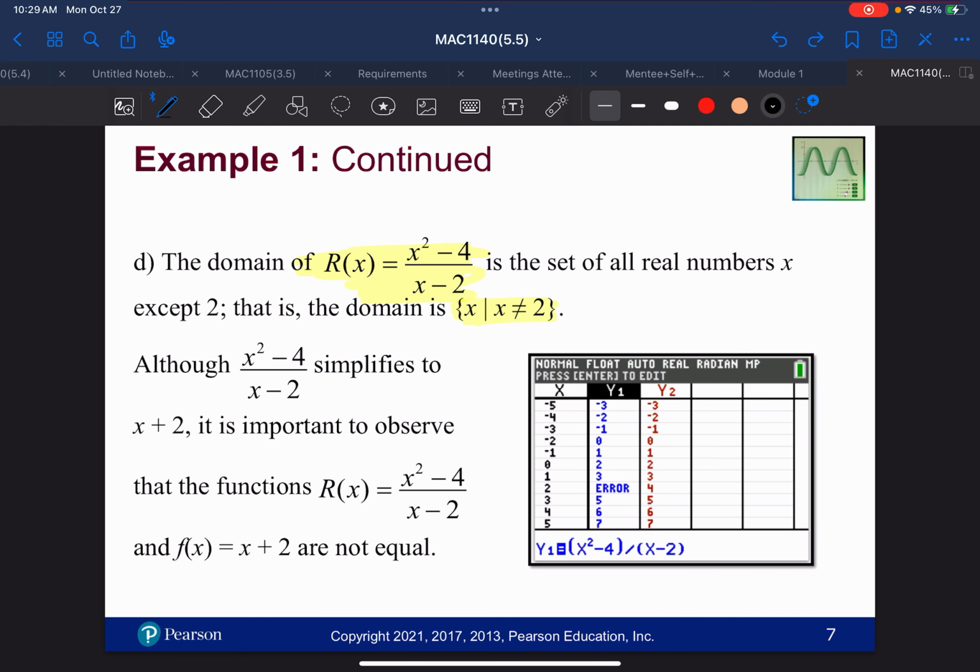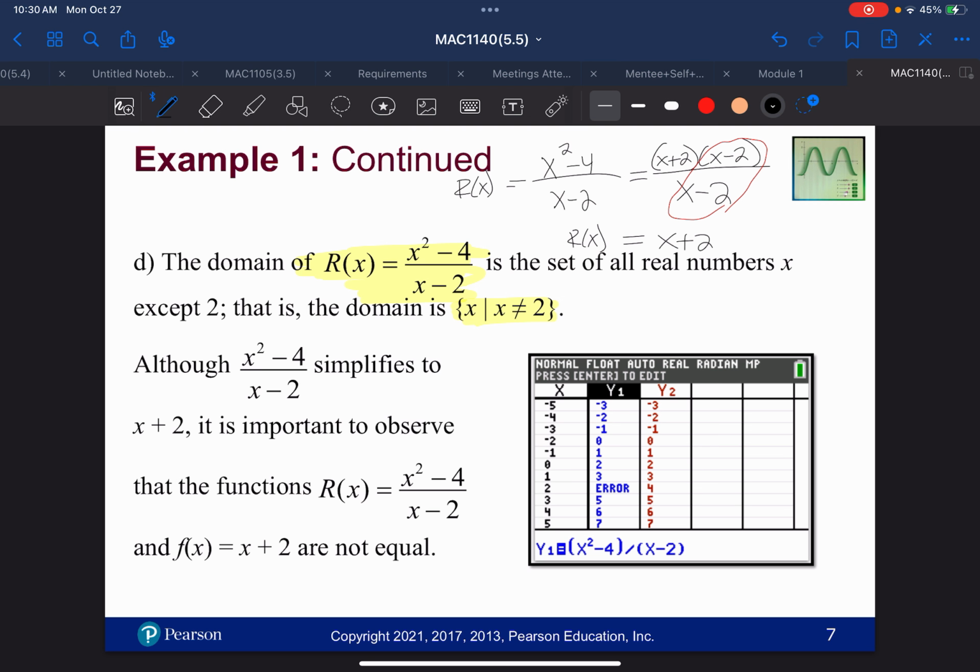Now if we notice something, and I'm going to write it up here. If I factor the top, it is a difference of two perfect squares. So that'll factor to x plus 2 times x minus 2, and it's all over x minus 2. So if you notice up here, these x minus 2's will cancel. So this is actually equal to x plus 2, r of x.